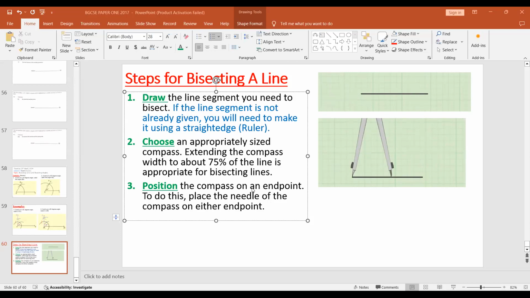All right, that's the third point. So you want to position the compass to one end of the endpoint right here. And then you want to make sure that it's extended to about more than half of it.